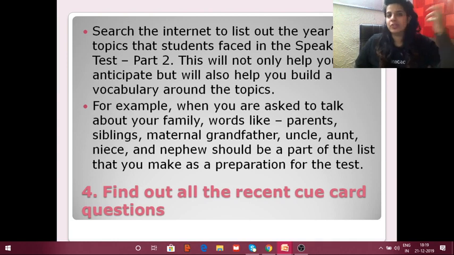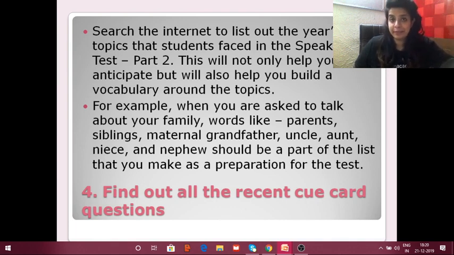So what do you do? Search the internet. There is a large pool of resources available. Anticipate your answers. Build vocabulary around the topics which are very common. Have your own notepad for that, okay? Have your own booklet for that.